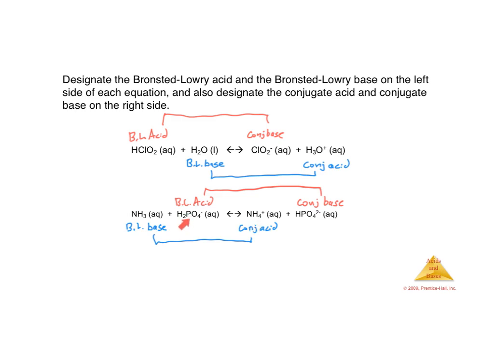This species must be acting as our Bronsted-Lowry acid, the proton donor, and we can see that the Bronsted-Lowry acid donates a proton and forms its conjugate base. Again, the only difference in these two formulas is one H+. That constitutes our conjugate pair.